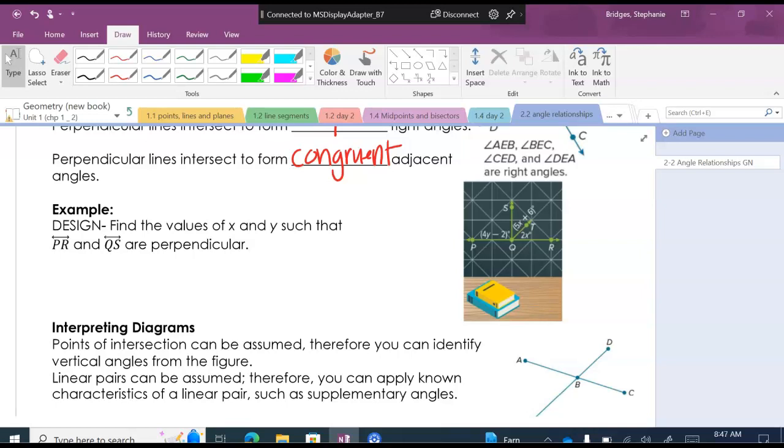So I want to solve this equation. I've got x's on the same side of my equation, so I'm going to add those together. And then I'm going to subtract my 6 over. And then I'm going to divide by 7 for x. So x has to be 12 and y has to be 23 if those lines are going to be perpendicular.